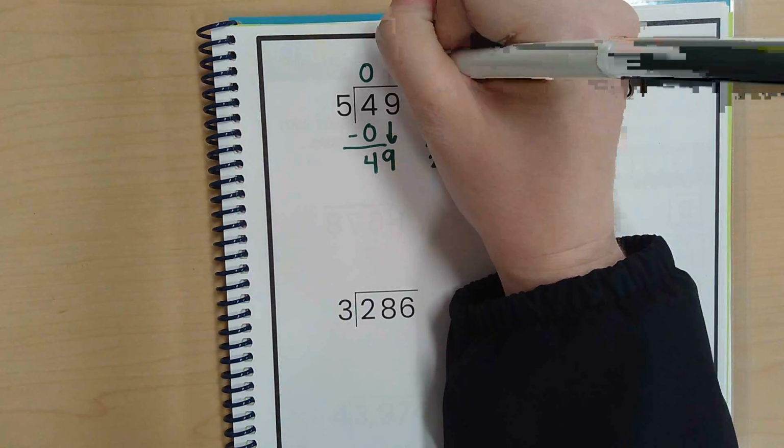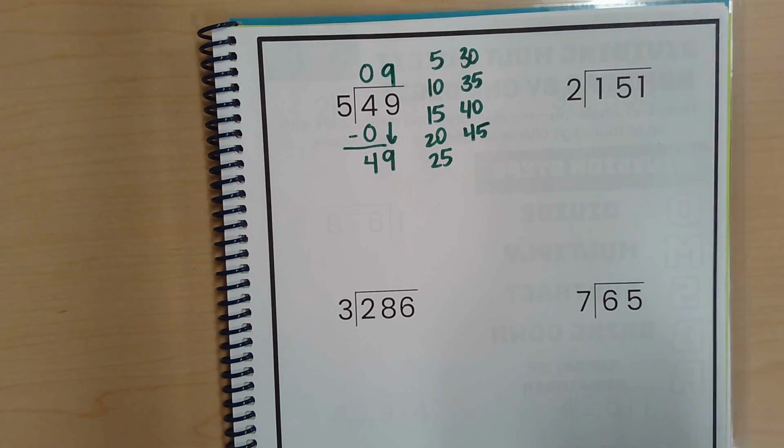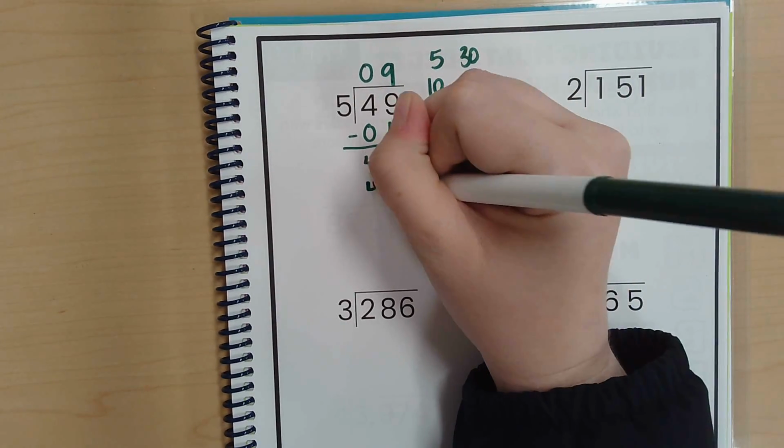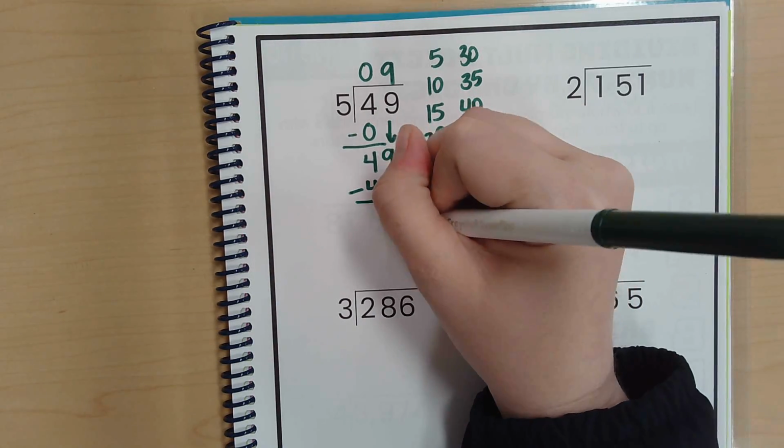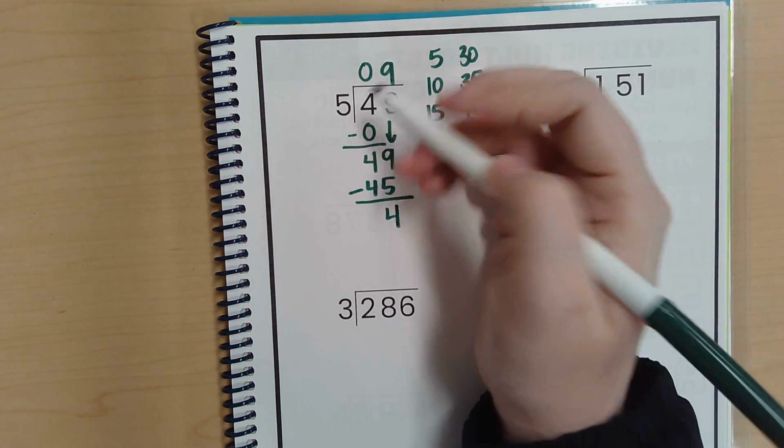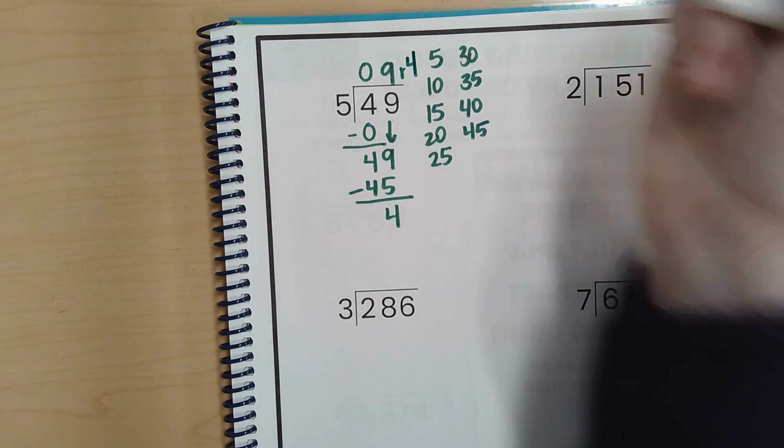Special guest, 9. 9 times 5 is 45. We will subtract it. 9 minus 5 is 4. 4 is smaller than our divisor, so we have a remainder of 4.